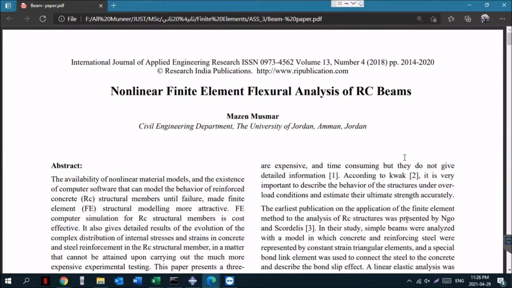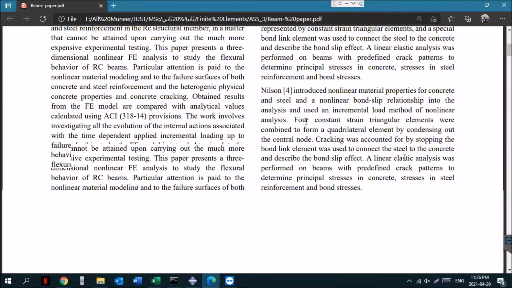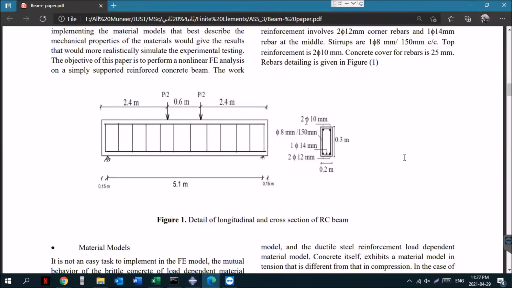Hello, this is Muneer from Jordan University of Science and Technology. Today I'll be showcasing my nonlinear finite element flexure analysis of RC beams after the work of the researcher Mazen Musmar. He analyzed this RC beam using ANSYS software. I'll be doing the same using Abaqus 19 software.